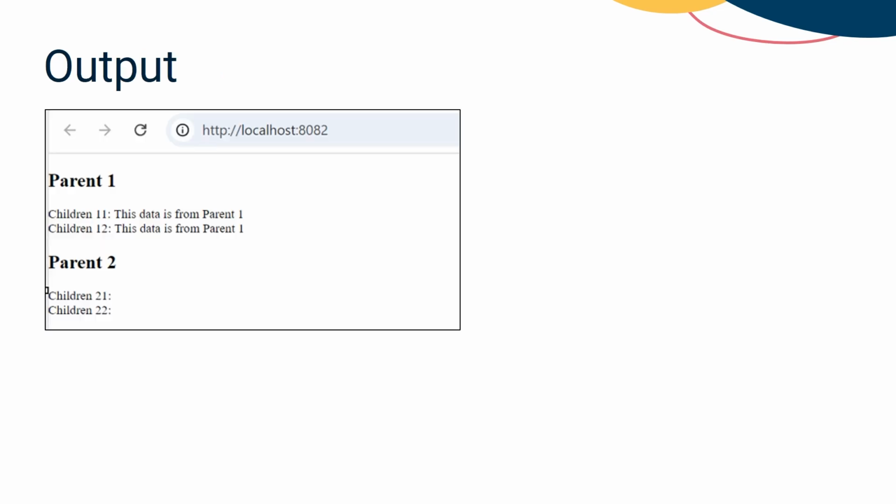Here is the output for parent1 and parent2. Children 11 and children 12 can display the data they get from parent1. The children 21 and children 22 components will not show data coming from parent1 because both children are not in the hierarchy of the parent1 component. As a rule of context, the API hierarchy is a must when sending details to any other component.